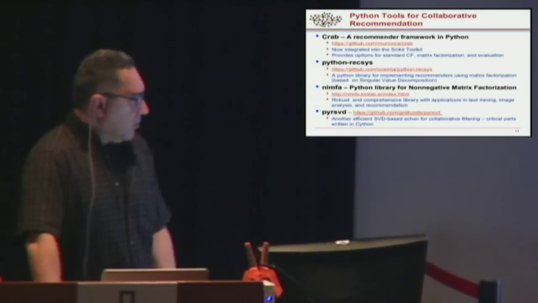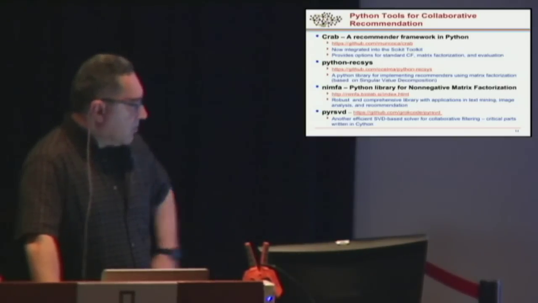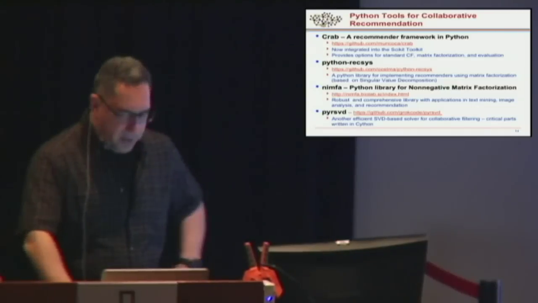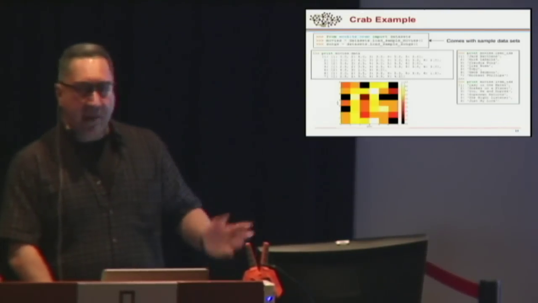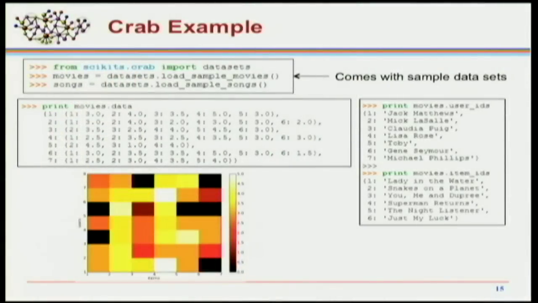And it's pretty efficient. Chunks of it are written in C, so it's a little bit more efficient than some of the pure Python-based libraries. I just want to give you a couple of examples towards the end in here. Here is an example from CRAB. It comes with some sample toy data sets, so you can see the data in here, and you can then generate this nifty heat map for the ratings data.